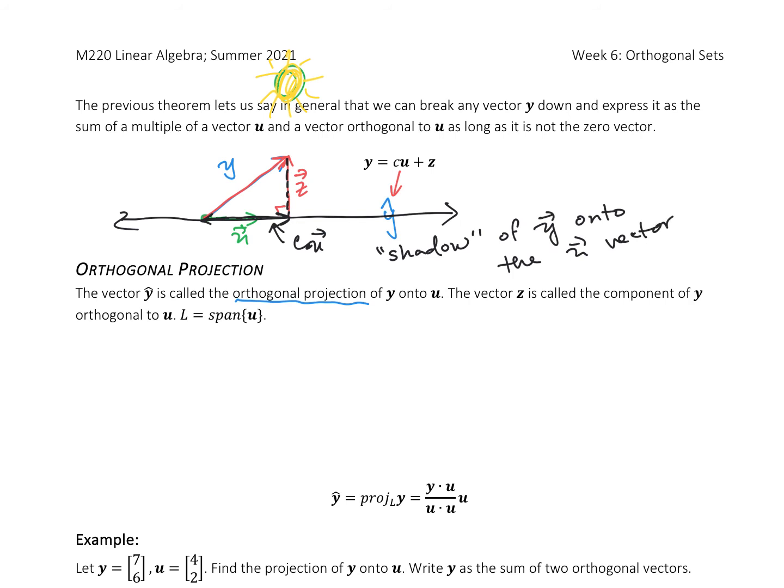Now, sometimes it doesn't quite fit. Sometimes u is a little bit shorter than that shadow would be, which is why it's c times u. Sometimes u is a little bit longer than what that shadow would be.